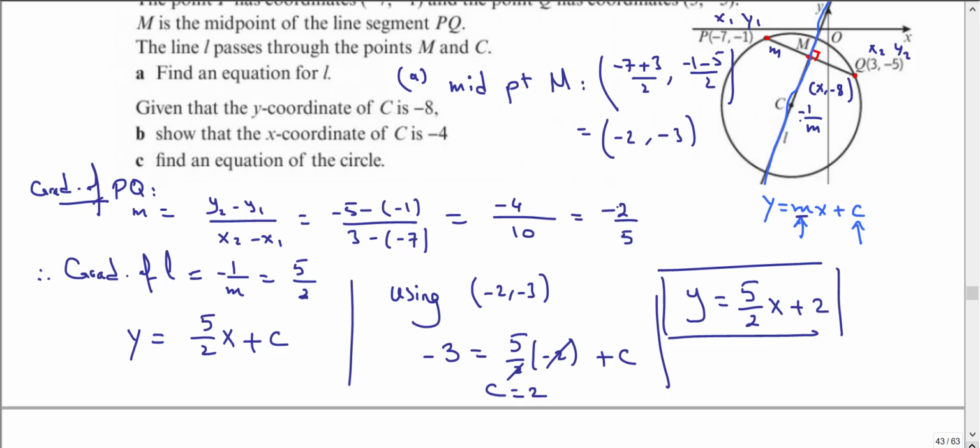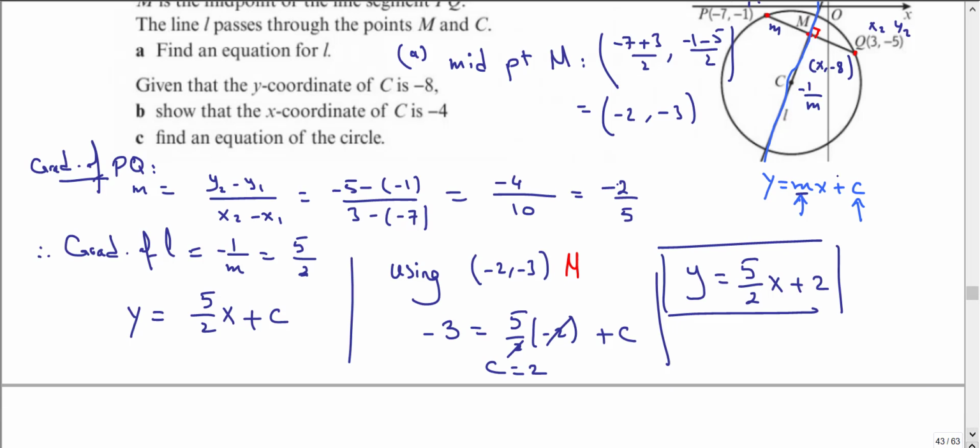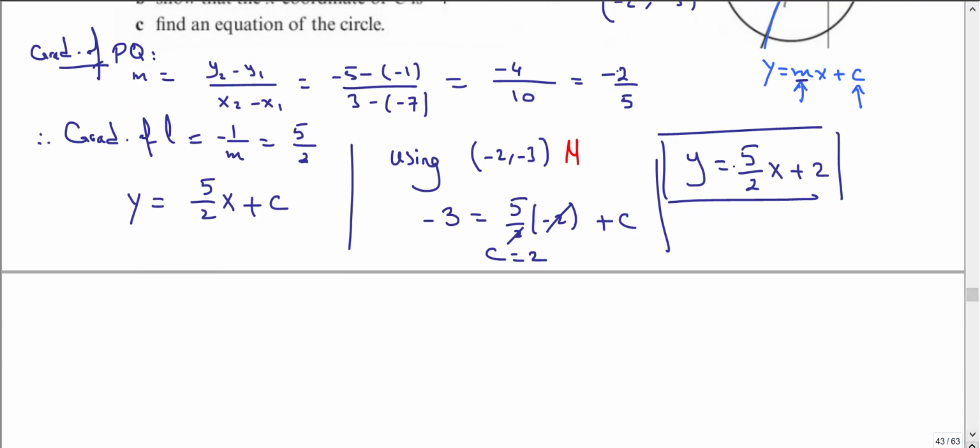We have the midpoint M, right? With the coordinates what? -2 and -3. That's M, capital M. So we have this line MC. This is the equation of the line, y equal 5 over 2 x plus 2. What's the gradient of line L or line MC? y equals 5 over 2 x plus 2. What's the gradient? It's 5 over 2. Yeah, 5 over 2.